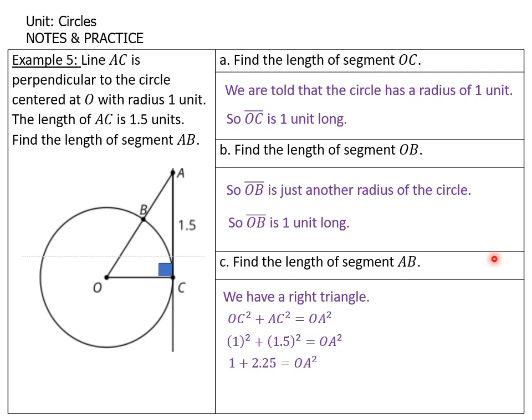So 1 squared is 1, 1.5 squared is 2.25. So we get 3.25 equals OA squared, square rooted. It's about 1.8. Well, the whole thing's 1.8, and take away 1, that means AB would be just 0.8 units long.